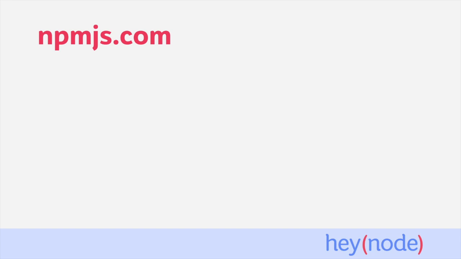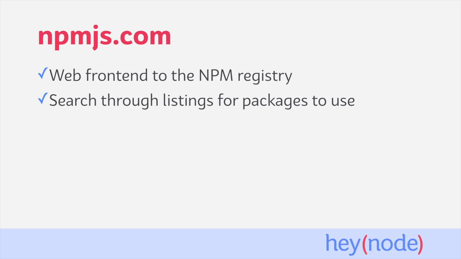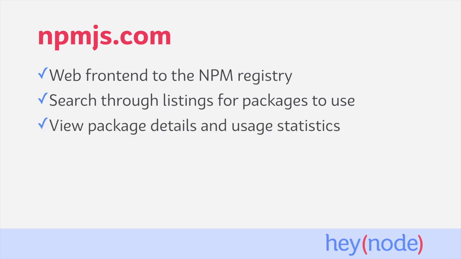That's where the npm website comes in. npmjs.com is the web front end to the npm registry. It's the central place to search through all available public packages in the npm ecosystem. Each package in the registry has its own page on the npm website, where you can view package details, usage statistics, links to the package's repository and issue tracker, and other metadata about each package. This information is very helpful when deciding on a package to use for your application.